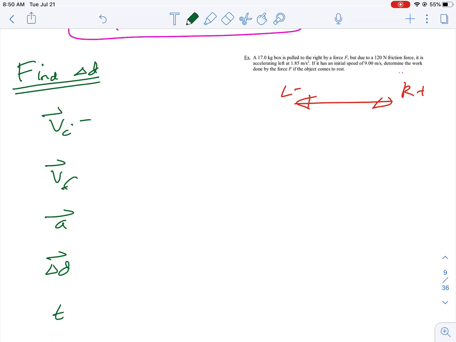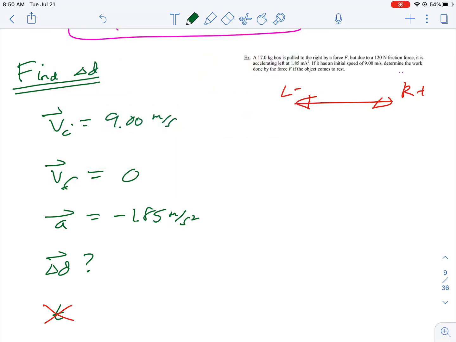So in this case, V initial is going to be 9 meters per second for me. If you go with the original reference system, it's -9. V final is 0 because it comes to rest. The acceleration in my case will be -1.85 meters per second squared because it's going to the left. But again, if you choose the other reference system, it'll be positive. We're looking for the displacement. Time doesn't play a role.